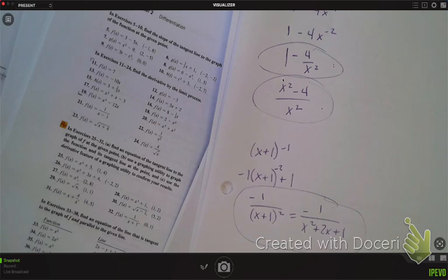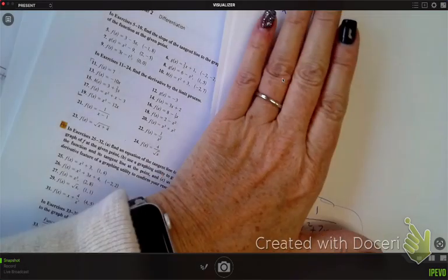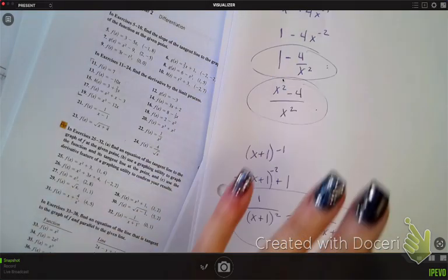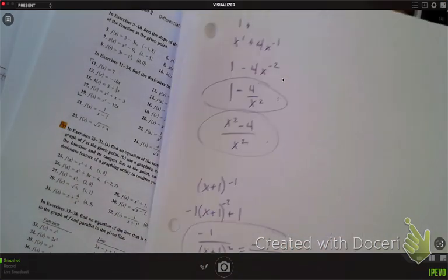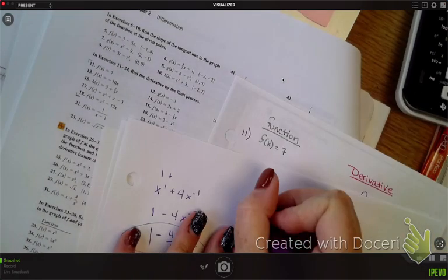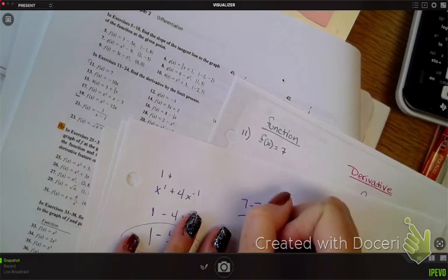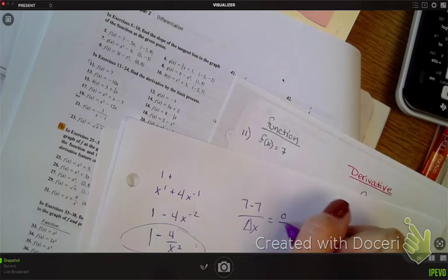I'm really confused. I'm talking about number 11. It just has one number. It's just 7. It's 7 minus 7 over the change of x, which is 0 over 0. So 0.